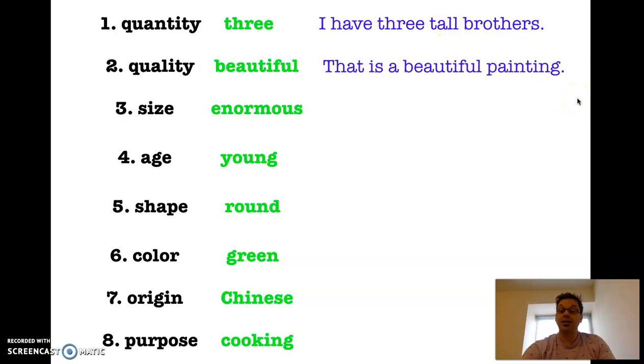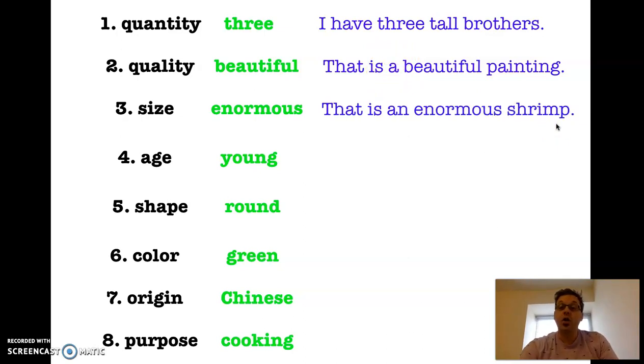That is a beautiful painting. Here, the noun painting is singular and it's countable. We have the adjective, and then we do have a determiner, the article a. How about size? That is an enormous shrimp. Shrimp, countable, right? Although it doesn't get an S. One shrimp, many shrimp. Enormous is the adjective telling us about the size of the shrimp. And then again, we do have an article. Because the adjective starts with a vowel, we use an instead of the article a.